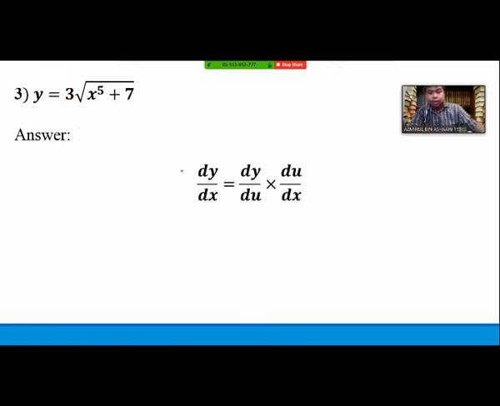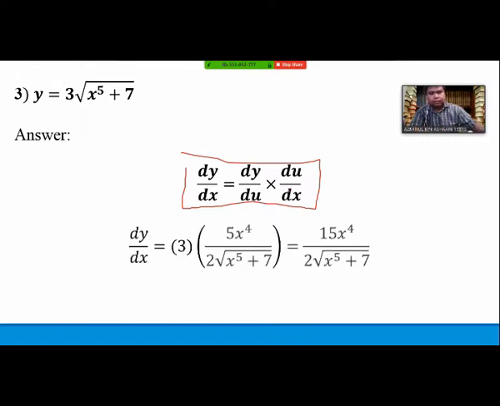Next you use the formula dy per dx equal to dy per du multiplied with du per dx. So you know that dy per du is this one. Meanwhile, for du per dx is this one. So 3 multiplied with 5 will become 15x power of 4 over 2 square root x power of 5 plus 7.